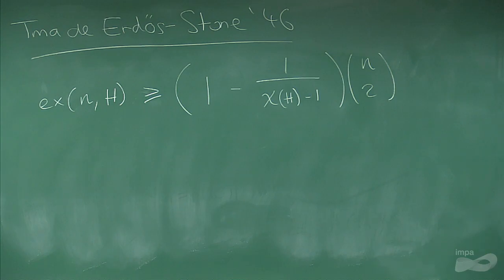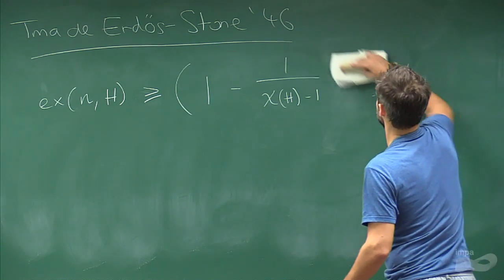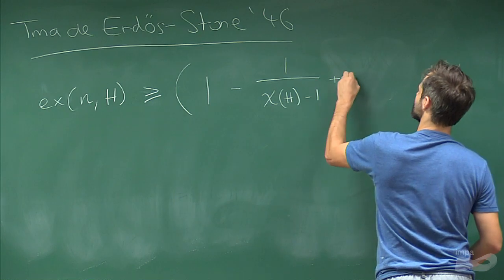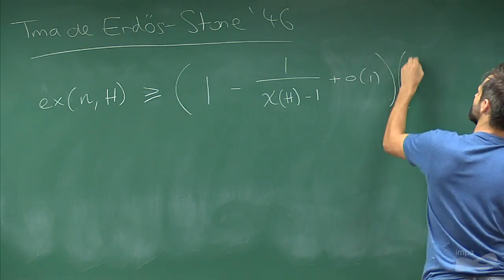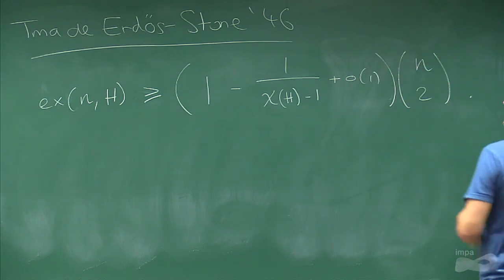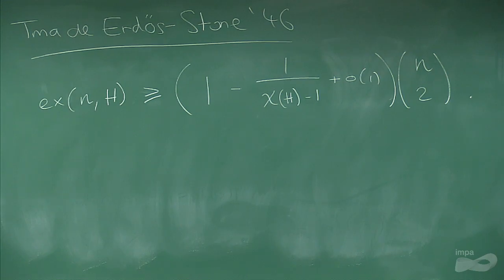That's not the theorem. That's an easy observation that we just made. The theorem is that this is the correct answer. You can't do better than this, in the following sense: if we add a little o(1) here, then you can't do any better. So it's equal.